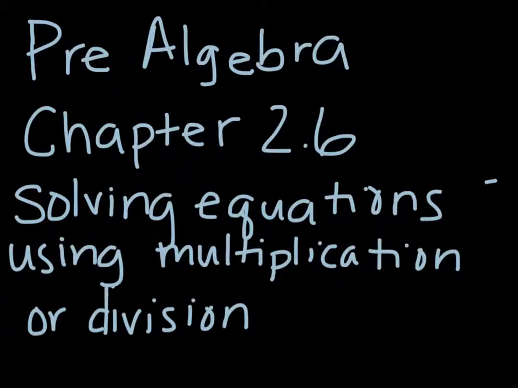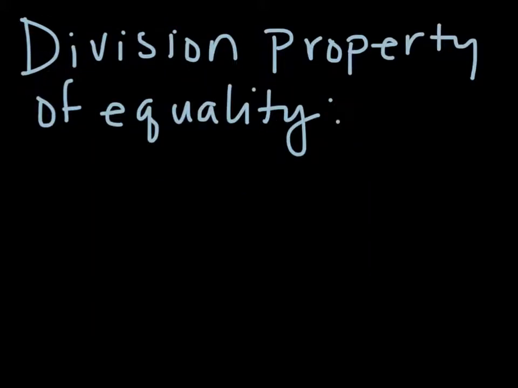This is Pre-Algebra Lesson 2.6, Solving Equations Using Multiplication or Division. In the last lesson, we learned how to use the subtraction and addition properties of equality to create equivalent equations. In this chapter, we'll learn to use the division and multiplication properties of equality.